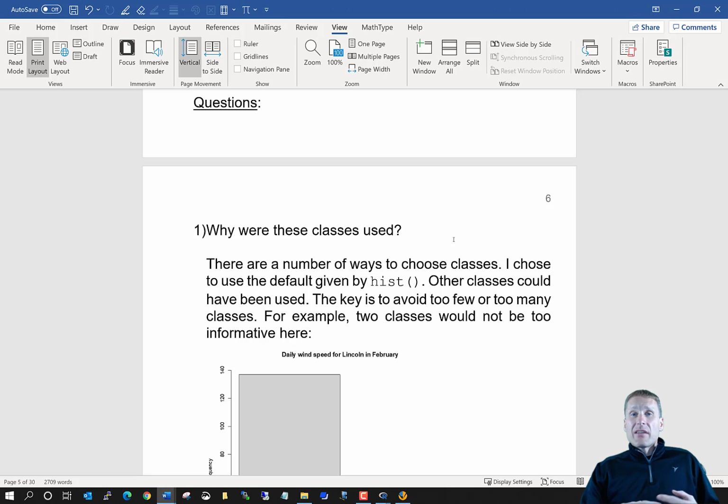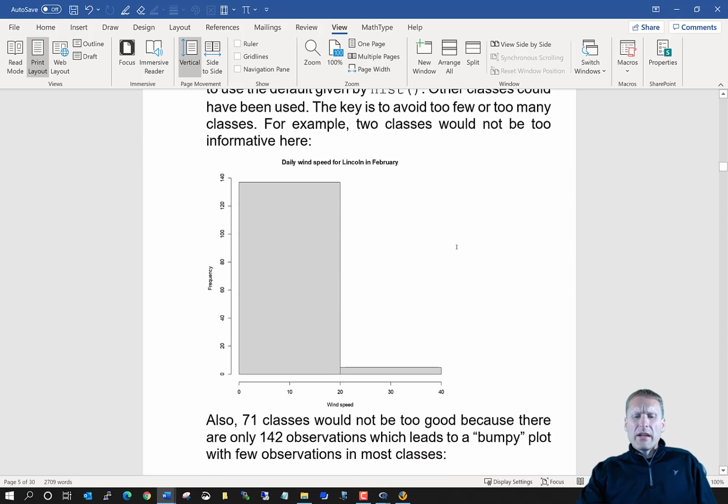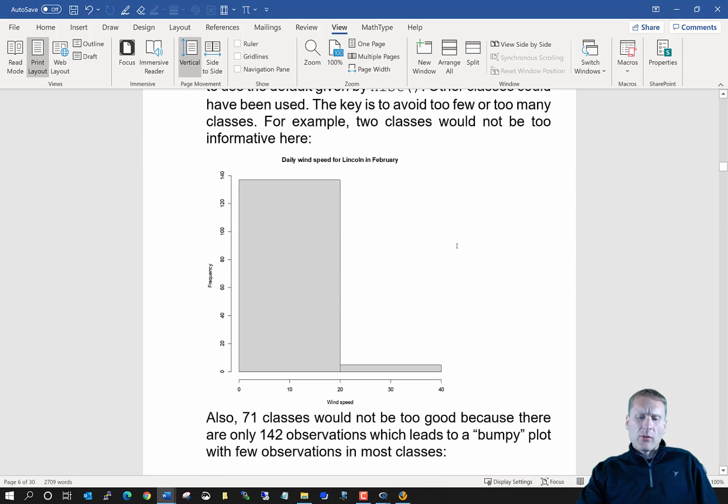Well, R has some algorithms that it uses to try to find the best set of classes. It's not a perfect algorithm. No algorithms are perfect in this kind of a case for a histogram. But it uses a particular algorithm. Now, what if we were to pick our classes ourselves? Let's say instead we chose to have only 2 classes. And so this is what the plot would look like in this particular case.